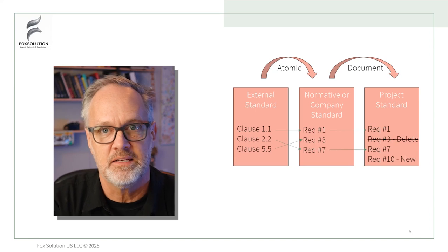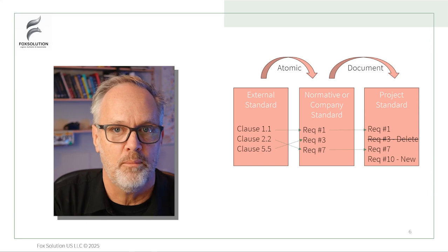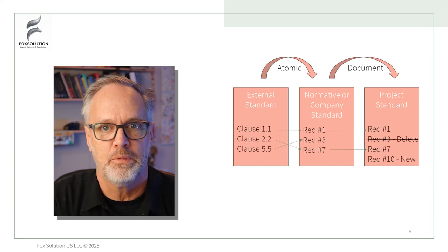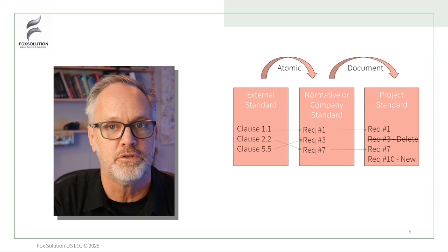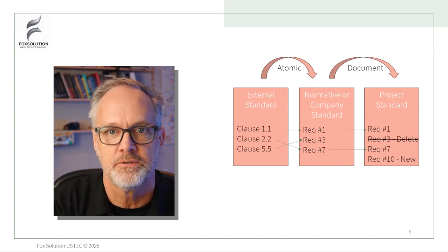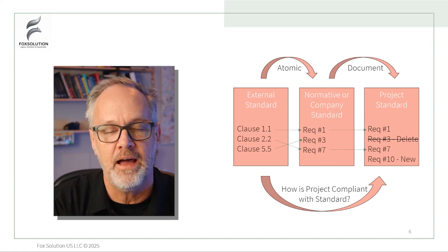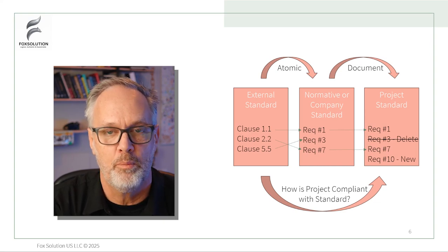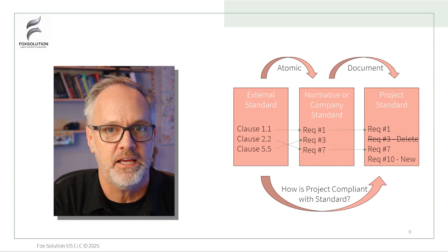Now, the neat thing about this is it allows us to make changes at the project level to either add new requirements that are specific to this particular design or delete things that aren't applicable. But at least this way, we have a place to start that's driven from a reuse model that allows us to trace between these company standards and the external standards. So the question you'd ask is, how is this project compliant with the standard? Well, because we have this traceability that's 3 levels deep, we can run a traceability report and understand exactly for this project how we're compliant with any particular standard that it's traced to.